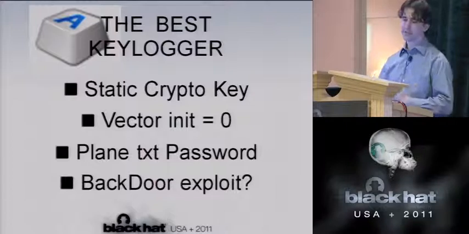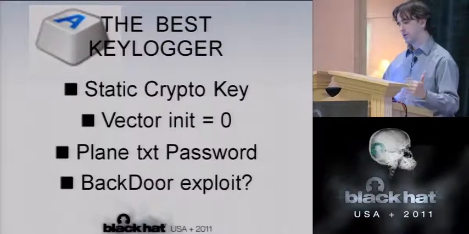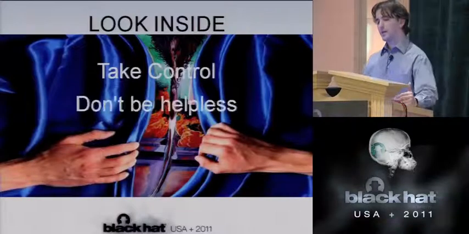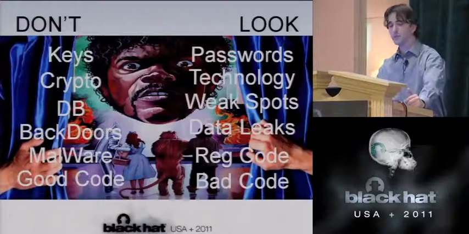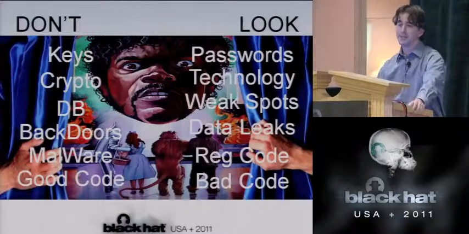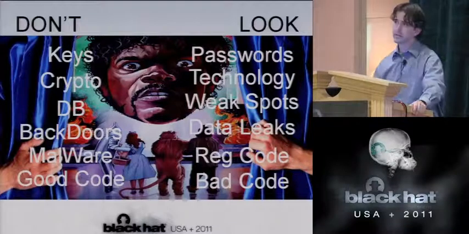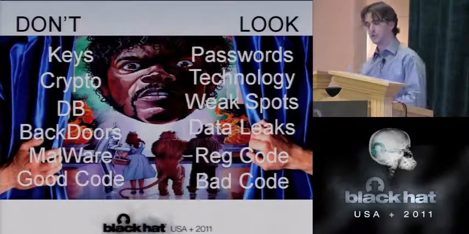The keylogger that I touched on a little bit has static crypto keys. It has 0 for its vector initialization. It has plain text passwords. When you look inside of your application, you want to take control. Don't be helpless. You want to know your threats. When you do look inside of your applications, you're going to understand the keys, the crypto, the databases, the backdoors, the malware, the technology core to your application that you're running, someone else's application that you're running.